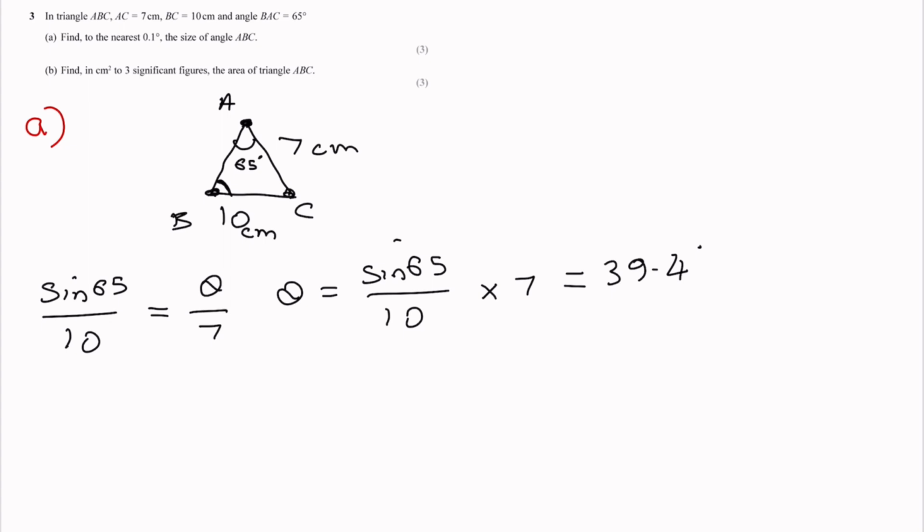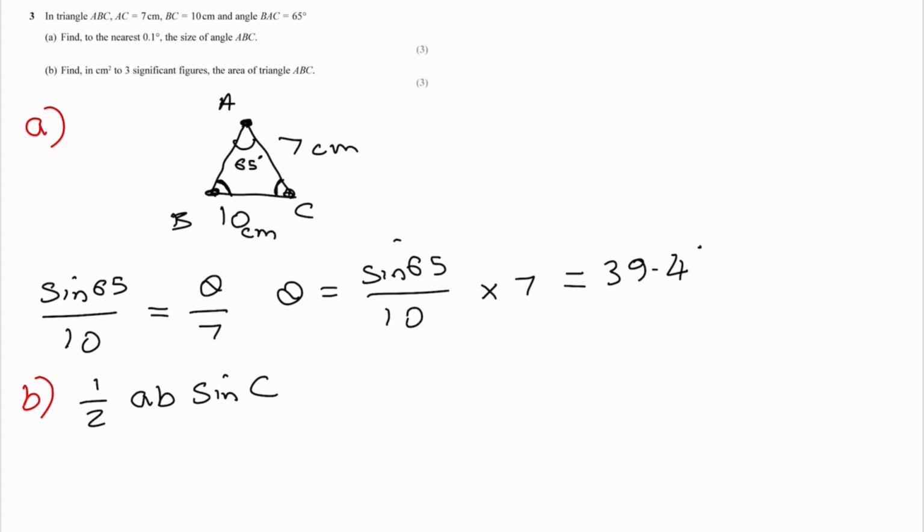Okay, part B. Find in centimeters squared, to 3 significant figures, the area. So the area of a non-right angled triangle is a half ab sine C. Thing to note here is the angle must be between the two sides that we have. So we have the sides 7 and 10, so the angle between them is this one, which we don't know, but we can find it.